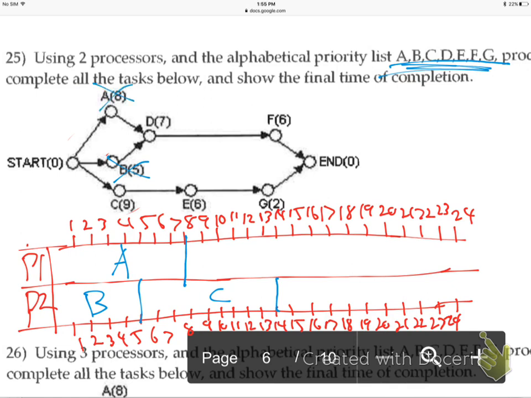Finishes up the A job. Okay. What's available? And processor 2's down here working on C. What jobs are available to processor 1? Just D. This is a pretty easy map, not too complex. There's no other options, right? E's not available because we're not done with C yet, right? So only D. D's available.